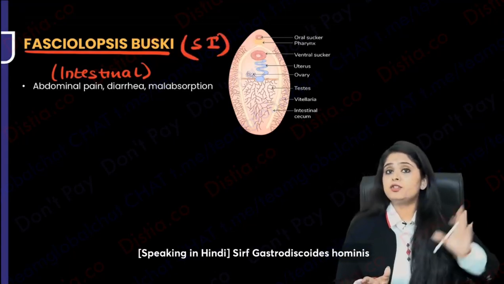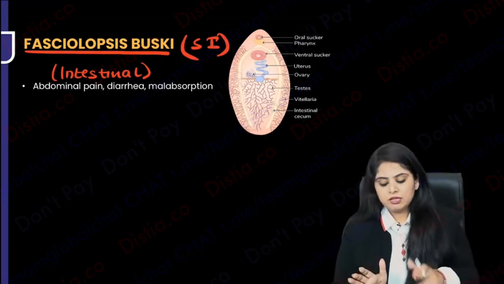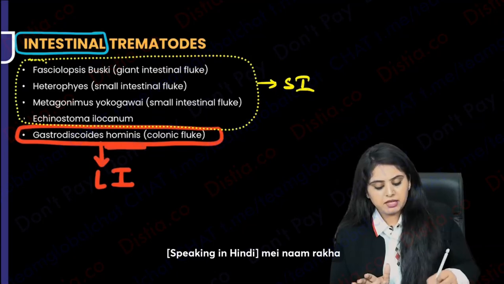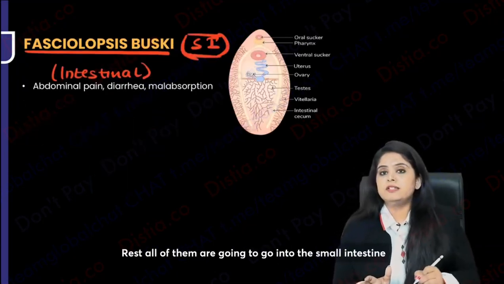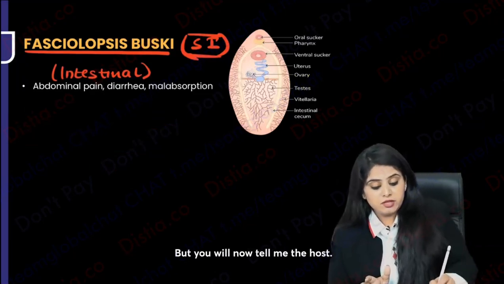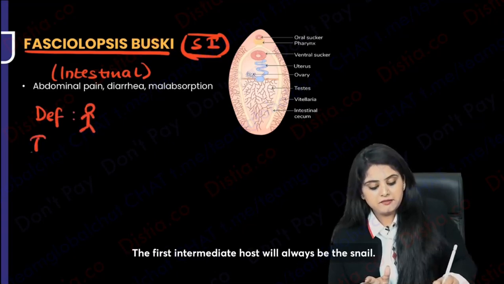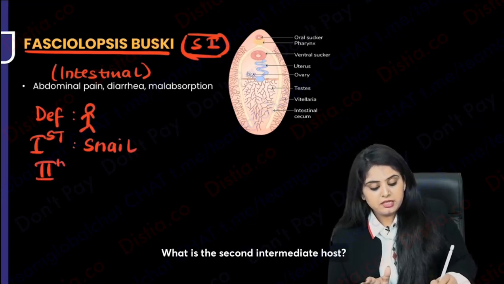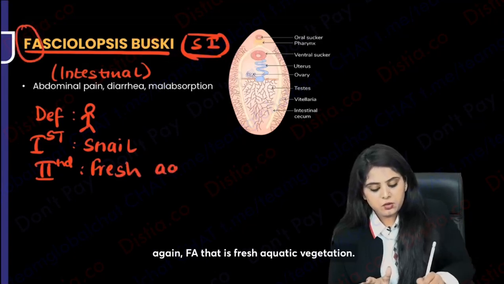Only Gastrodiscoides hominis was keeping a big home. Everyone wants a big home. So Gastrodiscoides hominis selected the big home. Rest all of them are going to go into the small intestine and have intestinal involvement. But you will now tell me the host. Definitive host for everything will always be the man. The first intermediate host will always be the snail. What is the second intermediate host? The second intermediate host is again FA, that is fresh aquatic vegetation.